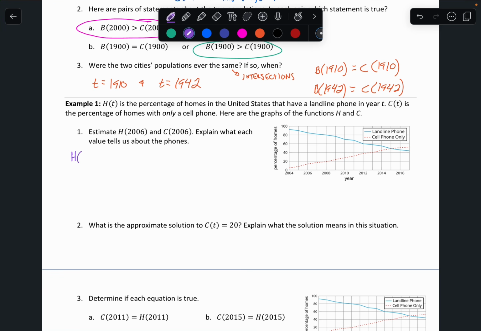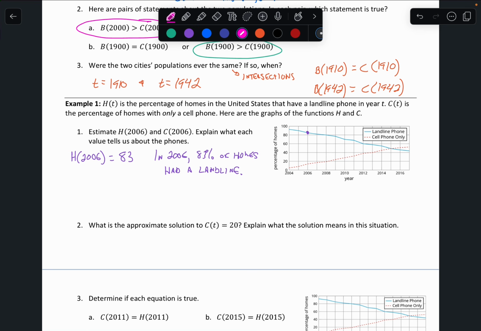So H of 2006, if I go over here, H is talking about landlines, which is our solid blue. So I'm going to go up there. That's about, we'll say, 83. And so when we put that together in a sentence, we're saying in 2006, 83% of homes had a landline. Okay, so that's what is happening in 2006 for landlines.